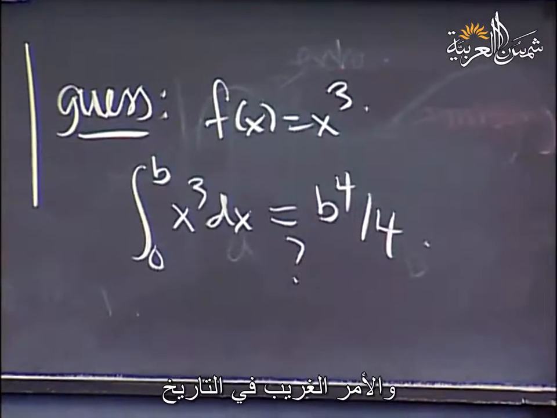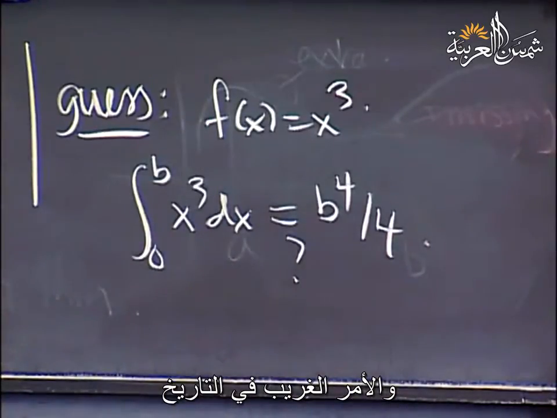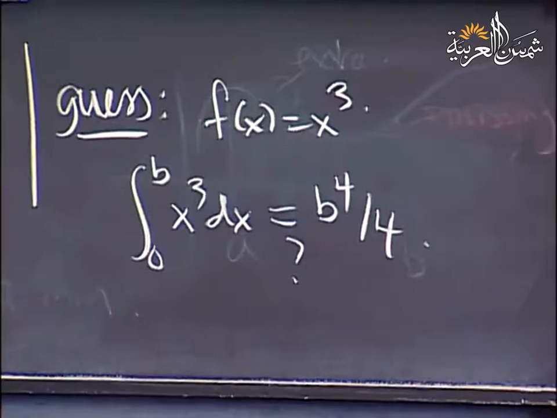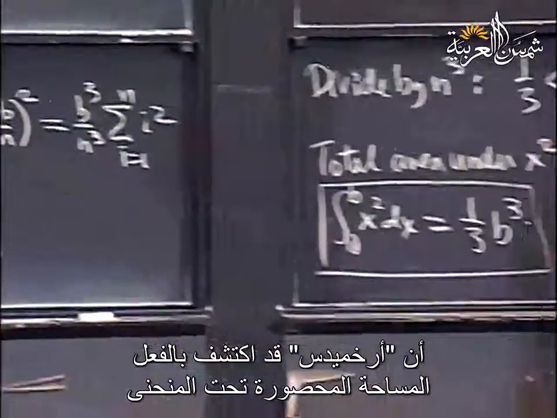Now, the strange thing is that in history, Archimedes figured out the area under a parabola.